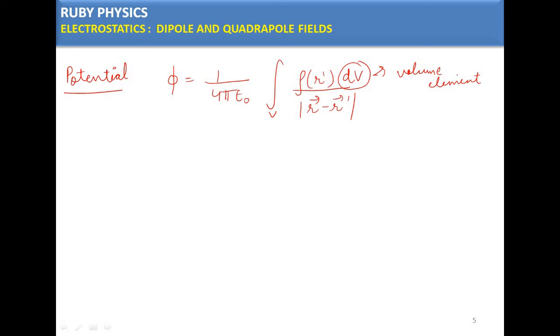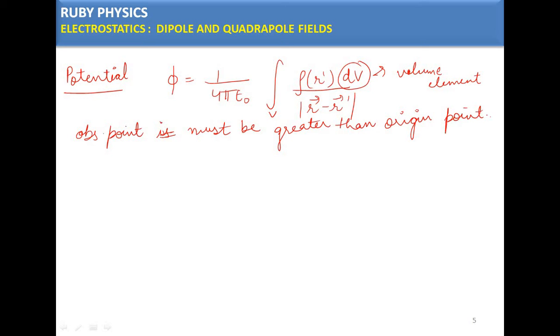So in this, make sure that the observation point must always be greater than the origin point.